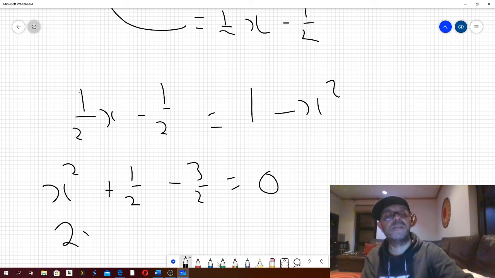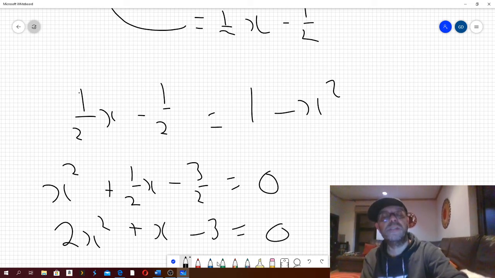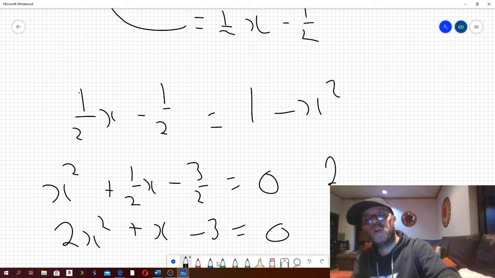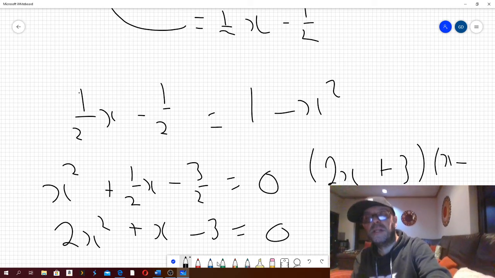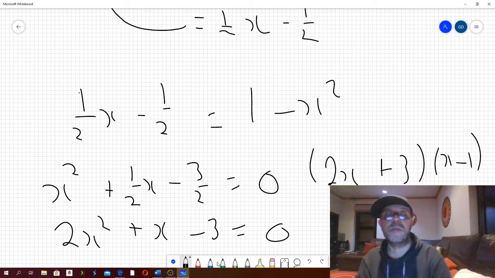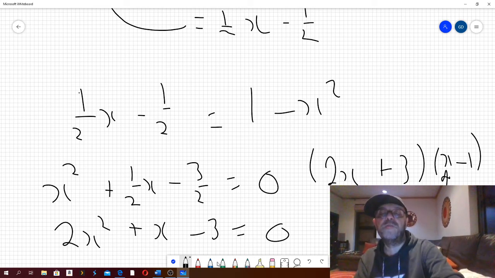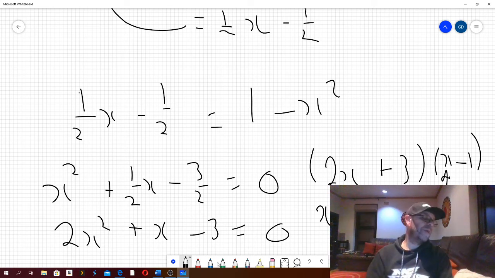I can rewrite this as 2x squared, sorry, that's a half x, plus x minus 3 is equal to 0. Alright, if we factorize that, we get 2x plus 3, x minus 1. Let's see, plus 3x minus 2x gives me the plus x. That's correct. We know that x is 1, and we saw that earlier, but the other value for x would be minus 3 over 2, minus 3 over 2 to make it 0.